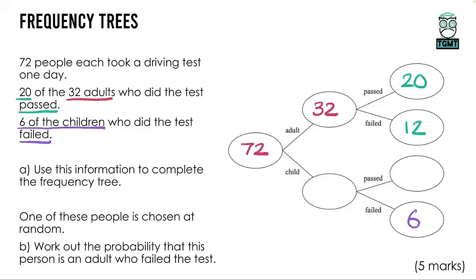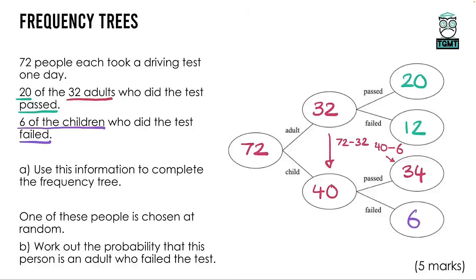72 took the test. 32 of them were adults. So 72 take away 32 leaves us with 40. So 40 children, and 6 of them failed. So for this box here, we have 40 children. Take away the 6 that failed, and that leaves us with 34 that passed. That's the frequency tree completed.